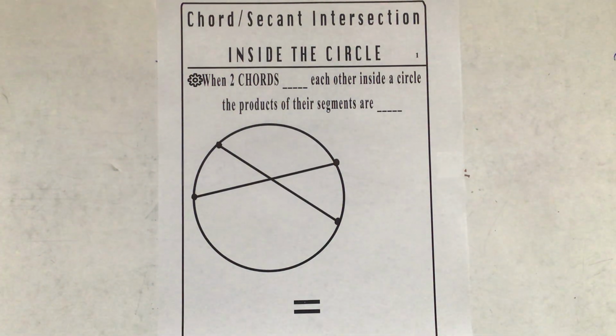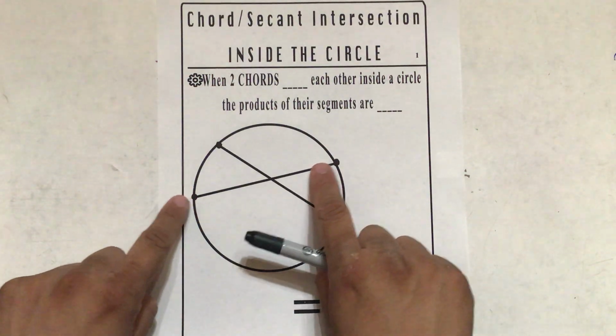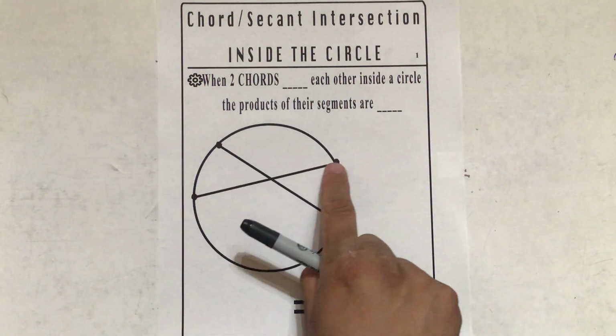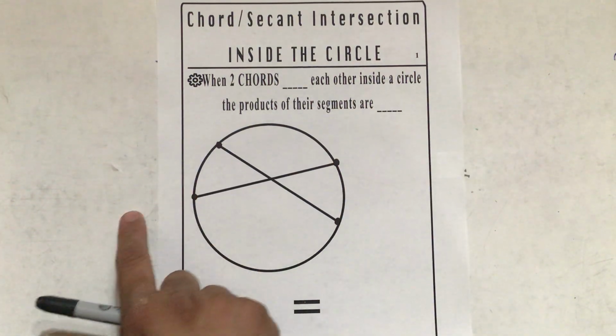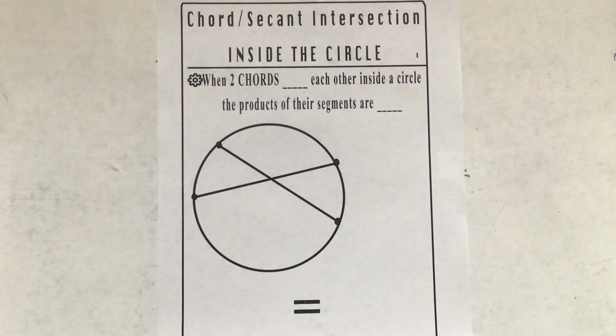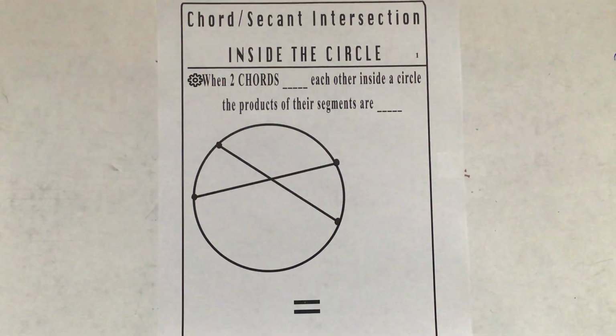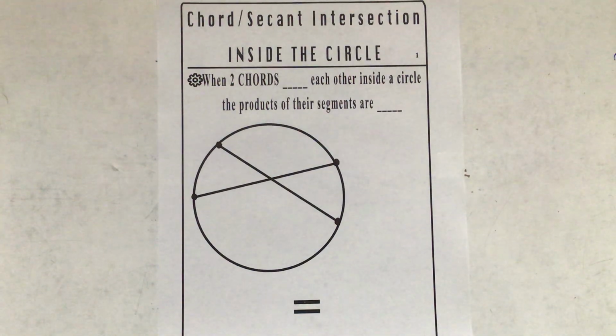Now, a secant, which we will cover in the next lesson, but just to let you know, a secant is when the line continues all the way through the circle and outside. So if this line here were to continue this way and that way, it becomes a secant. So a chord is kind of like part of a secant, but the chord is the part that's inside the circle. So from here to here is a chord. So here we have two chords.